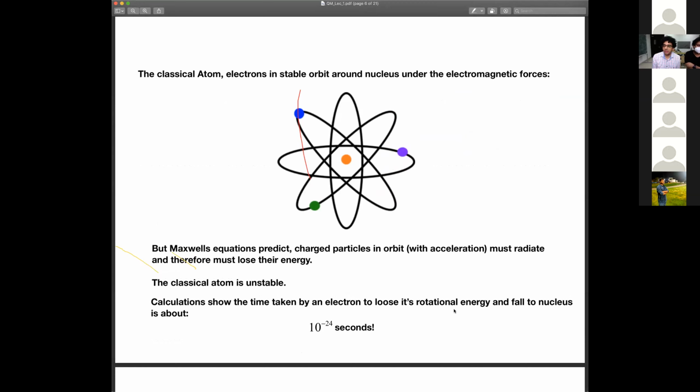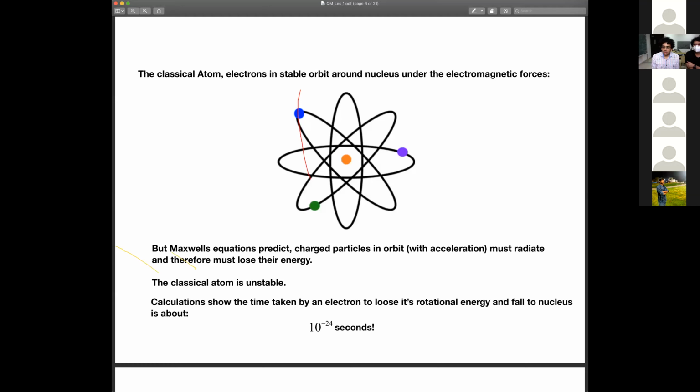And this picture is actually very convenient for a classical physicist because it pretty much looks like a planetary system, right? So you have a heavy sun with the planets moving around it. So a classical physicist in 1900 would have been very happy and very satisfied with this picture, because the atom is also exactly like that. You have some nucleus with electrons going around.